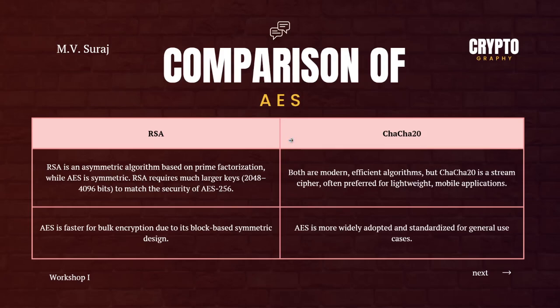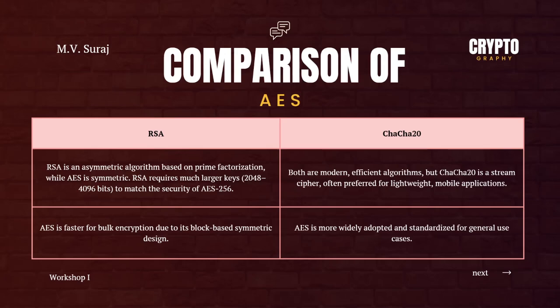Comparison of AES, RSA, and ChaCha20. RSA is an asymmetric algorithm based on prime factorization, while AES is symmetric. RSA requires much larger keys. Okay, that's a lot of keys. That's a big size. 2048 and 4096 bits to match the security of AES 256. AES is faster for bulk encryption due to its block-based symmetric design.